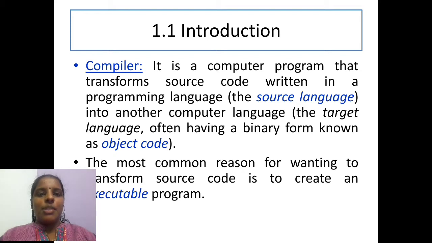A compiler not only reports the presence of errors, but it also converts high-level language programs into one that is readable by the computers so that it can easily identify the errors present. So a compiler is a system software that converts the source code written in a programming language, generally called the source language, into another language that is understandable by computers, normally the object code or a binary code. Why this conversion has to be done is to create an executable program.